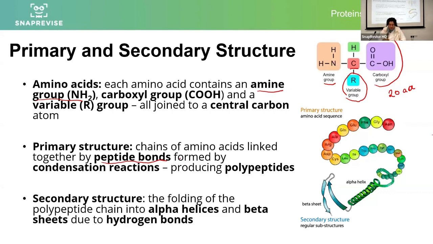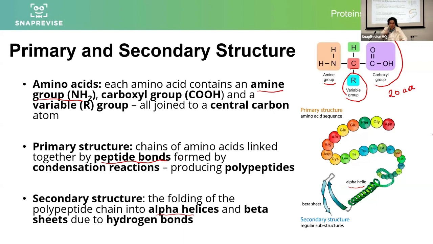What is now the secondary structure? It's the folding of the polypeptide chain into alpha helices. So this here is an example of an alpha helix. Pretty easy to recognize because it literally looks like a helix. And beta sheets. Beta sheets will look something like that. So sort of like longer alternating loops.